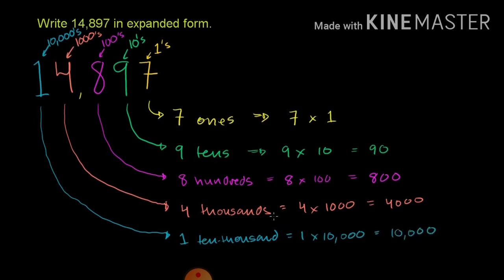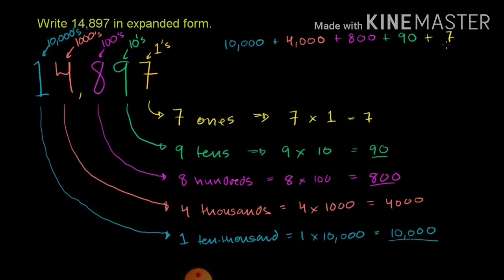So when they ask us to write it in expanded form, we could write 14,897 literally as the sum of its components. Actually, let me write this. 14,897 is the same thing as 10,000 plus 4,000 plus 4,000 plus 800 plus 800 plus 800 plus 90 plus 90 plus 7 plus 7.